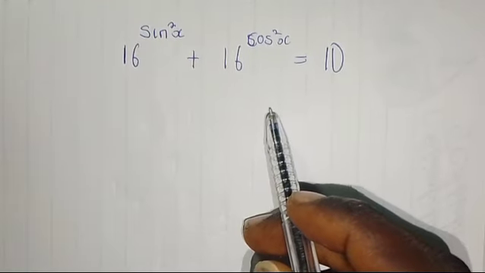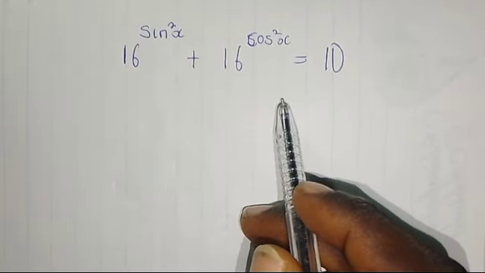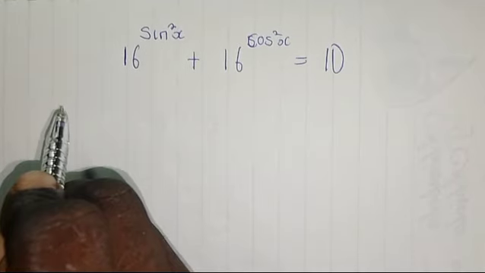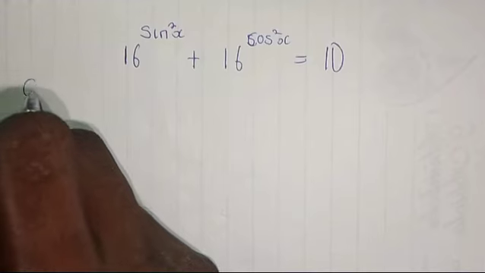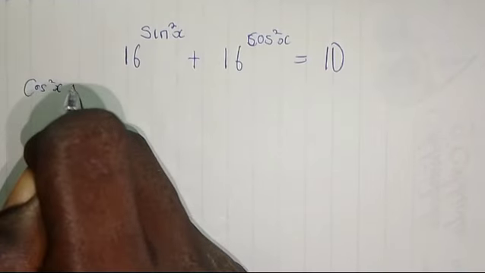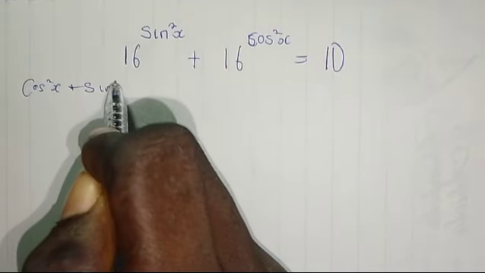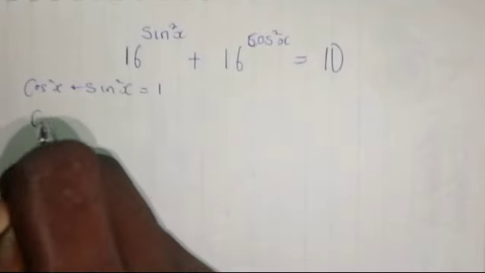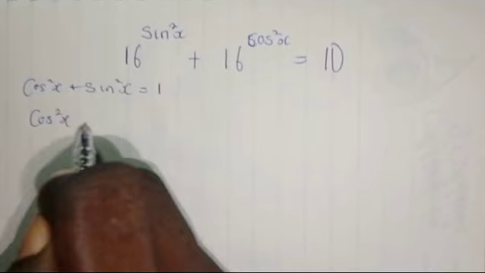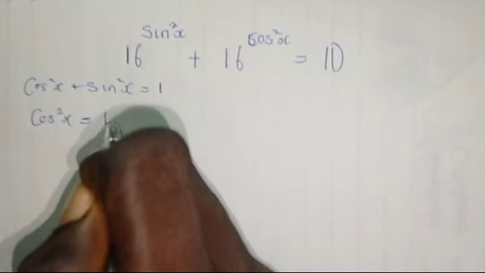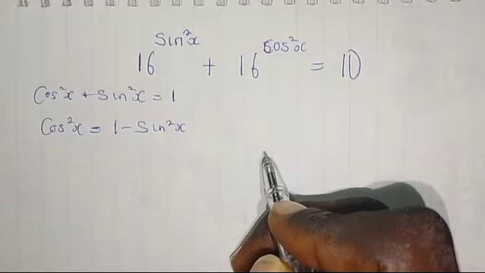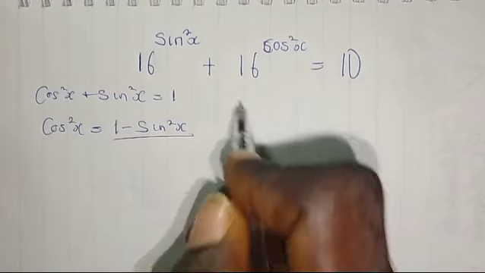So looking at this question, we have to look for all values of x. Now, firstly, looking at this trigonometric property, which is cos square x plus sine square x. This is equals to 1, right? So we can just say that cos square x is equals to 1 minus sine square x, right? Now, let's substitute.